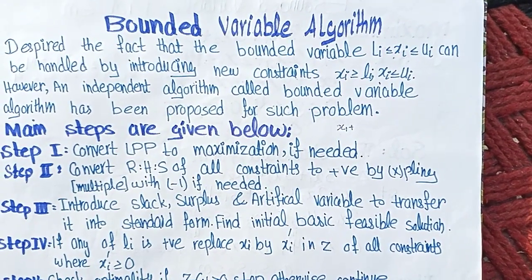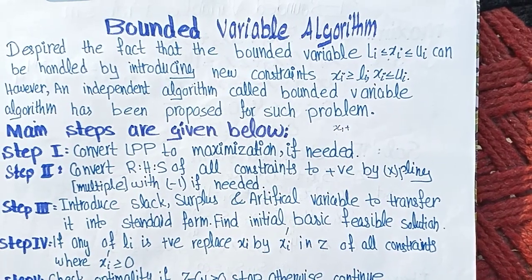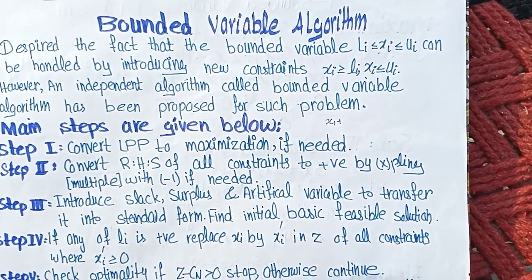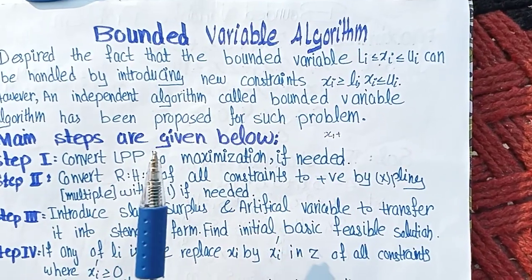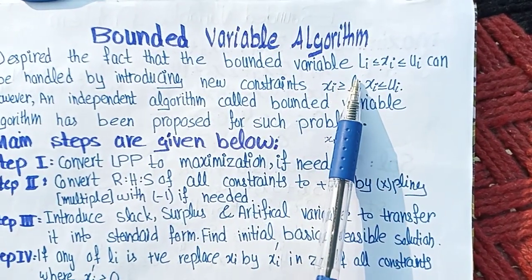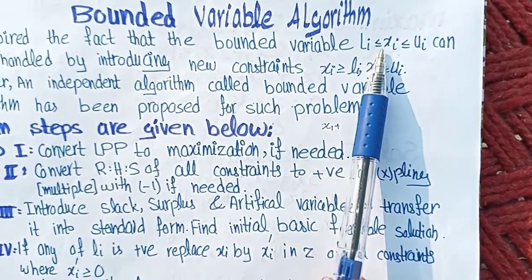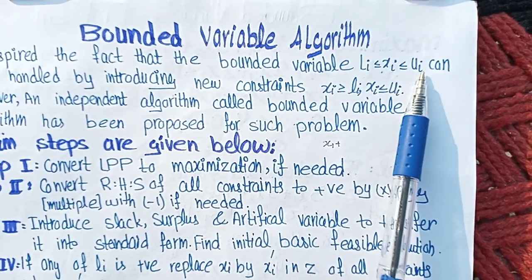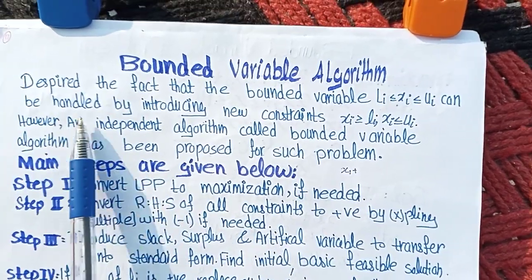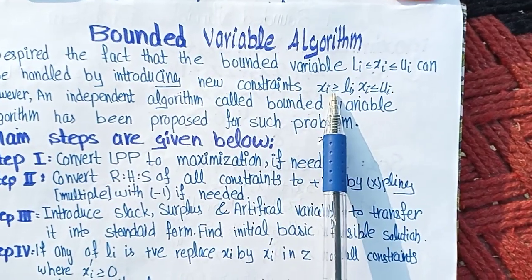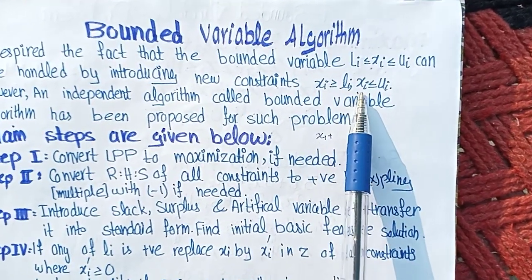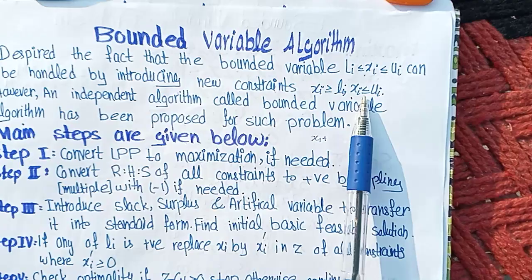Operations Research 2. An important topic is bounded variables. First, we discuss the bounded variable algorithm. Despite the fact that for a bounded variable, the lower bound Li is less than or equal to Xi, which is less than or equal to Ui, any upper bound can be handled by introducing new constraints: Xi is greater than or equal to Li, Xi is less than or equal to Ui.